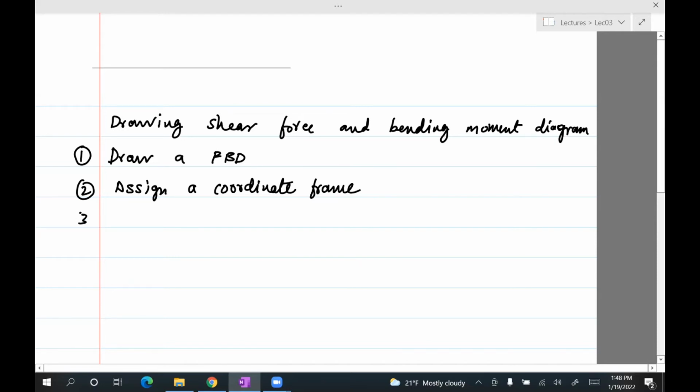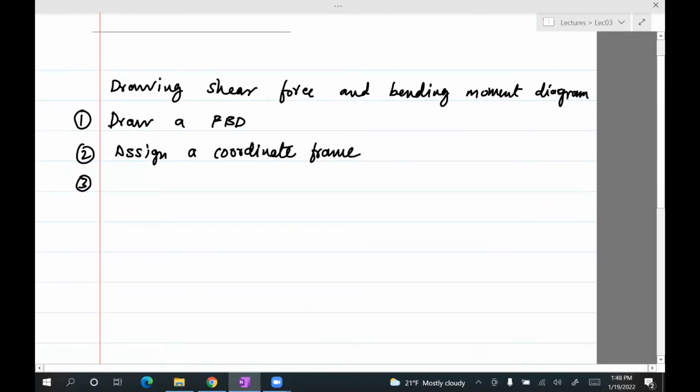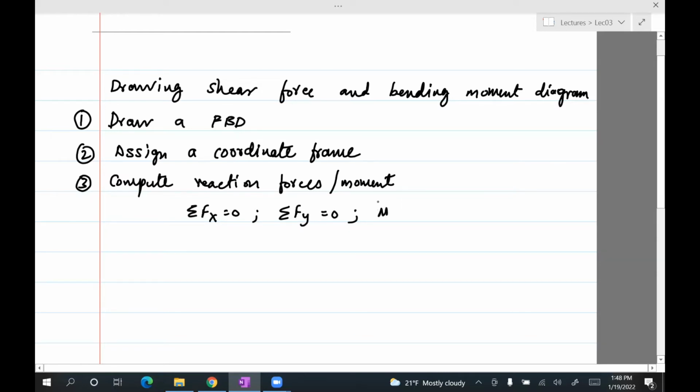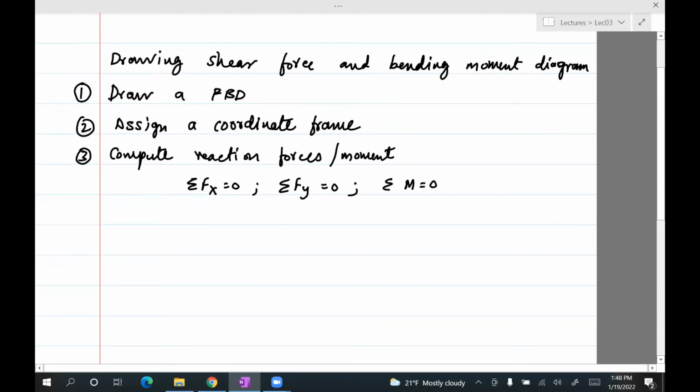This is just to ensure that your reaction forces are in the direction which you are showing, and then compute the reaction forces and moments. So you could have a reaction moment; remember that for a fixed support, you have M's. So those would be summation Fx equals zero, summation Fy equals zero, and then summation M equals zero. So this is something which you've already done in the previous few parts of the class, right? So we've already drawn the free body diagram.